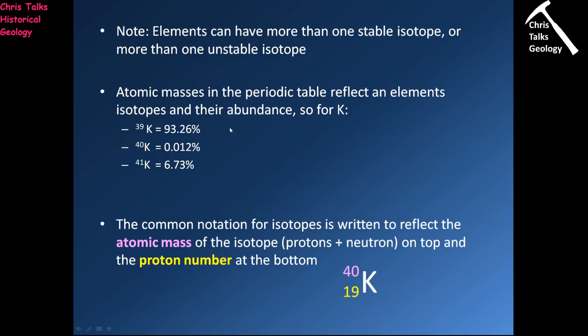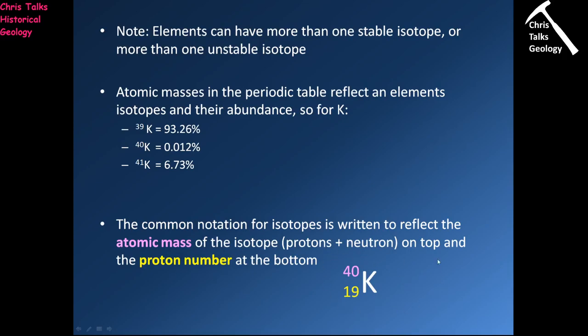So elements can have more than one stable isotope or more than one unstable isotope. If we look at potassium again, we can see we've got potassium 39, potassium 40 and potassium 41. Potassium 39 and 41 make up the vast majority of all of the potassium out there, and less than 1% of potassium is the radioactive potassium 40.